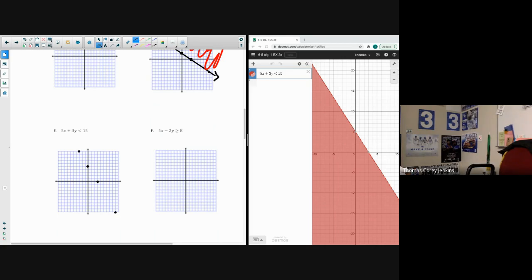All right, so I'm going to pull up a dashed line. What I was going to say is MathXL would count that wrong if you just did a solid line. So there's a dashed line tool that you can pick on MathXL. And again, this one is dashed because it's strictly less than, not or equal to.